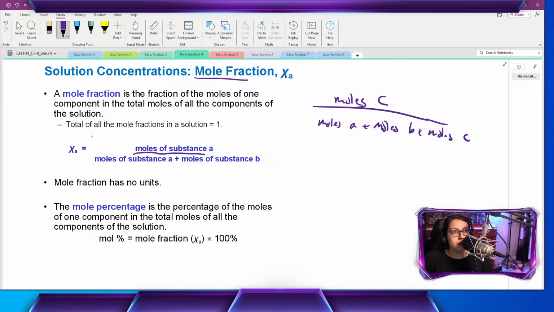This means our total is equal to 1, and our mole fraction is always going to be less than 1 because it's a part of a whole. Our mole fraction itself will have no units. We can also convert this mole fraction to a percent by just multiplying by 100. You might see this used pretty interchangeably, the mole fraction versus the percent mole fraction.